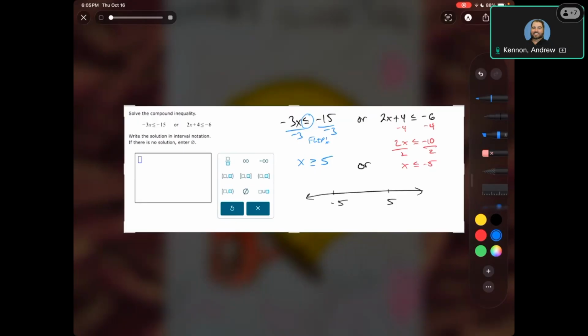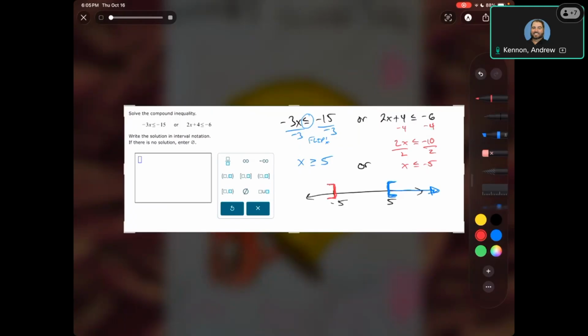So my blue line, I highly recommend drawing out a number line like this. My blue line is greater than or equal to. So it's a bracket and it goes forever to the right. Oh, no. Wait, that's on 5. I put it on negative 5. Greater than or equal to 5 is this way, right? My red line, x is less than or equal to negative 5. Again, it's a bracket because it's less than or equal to.